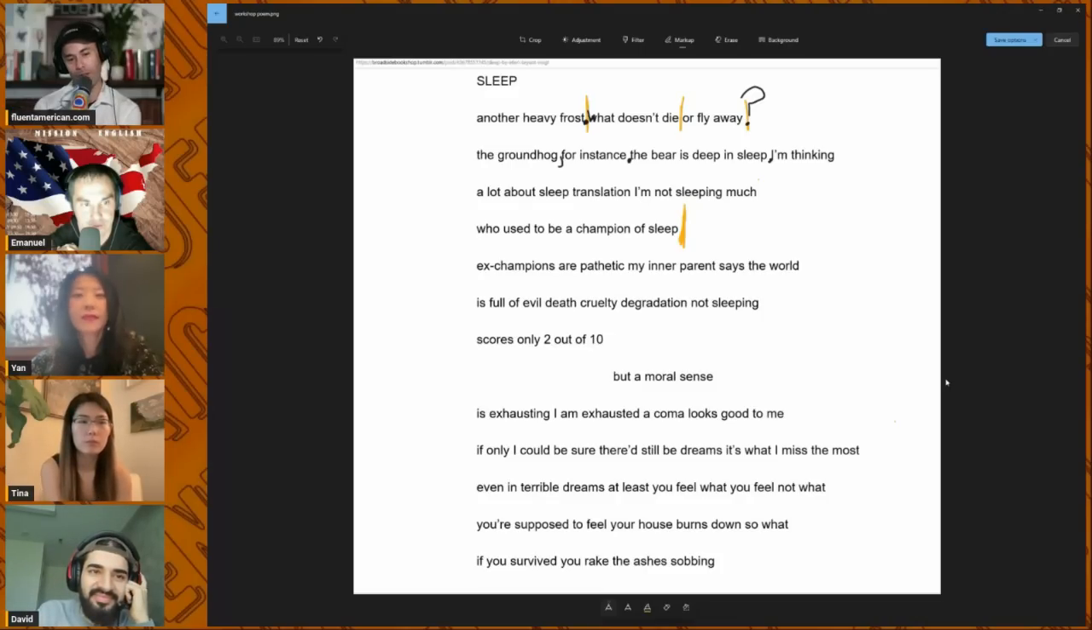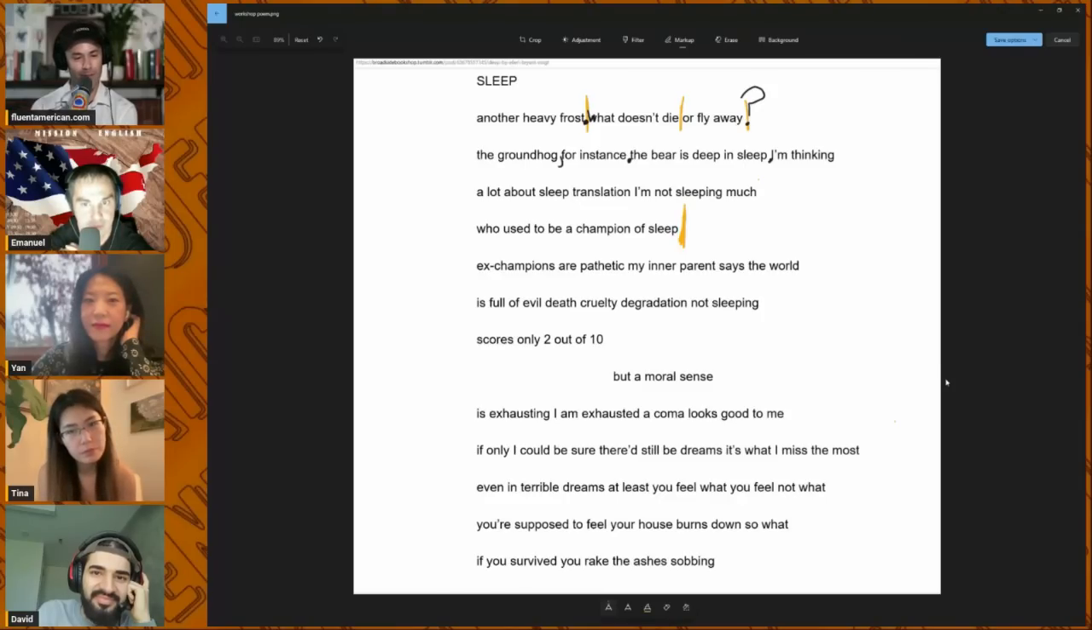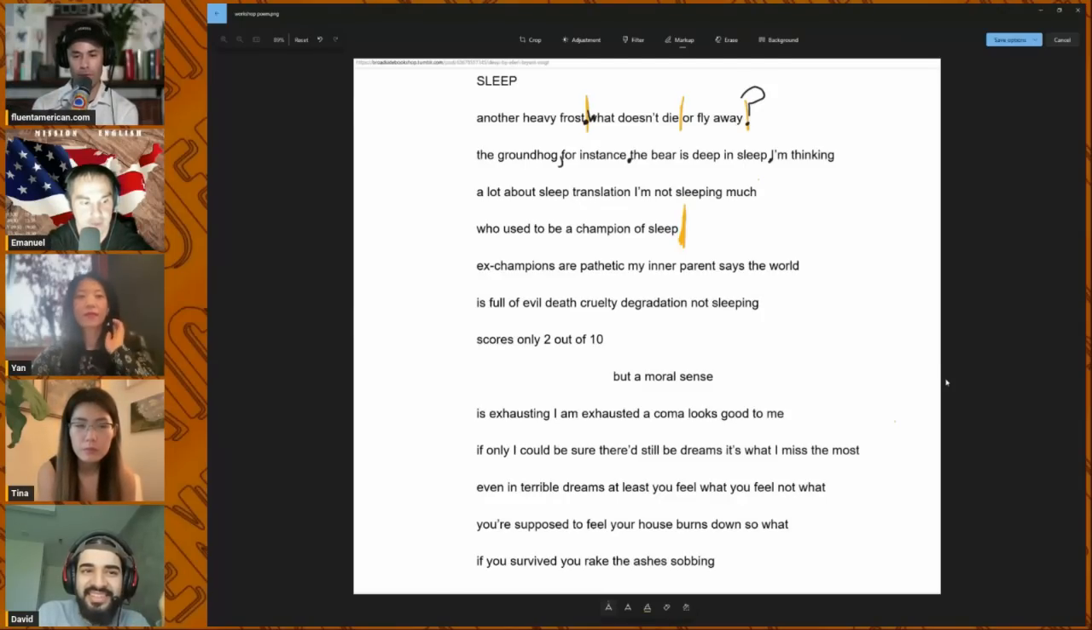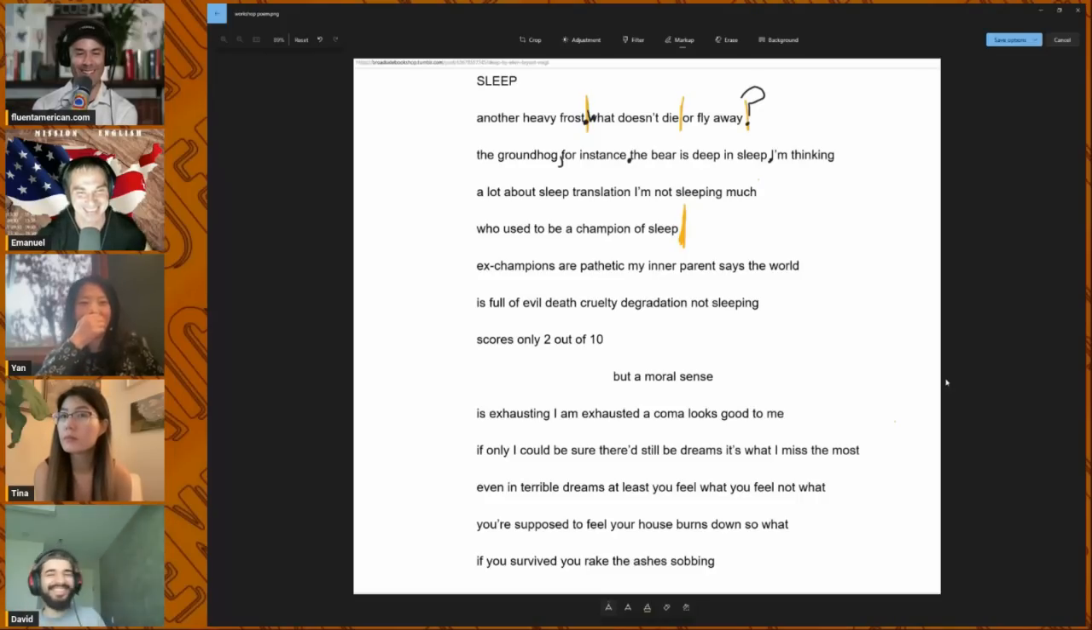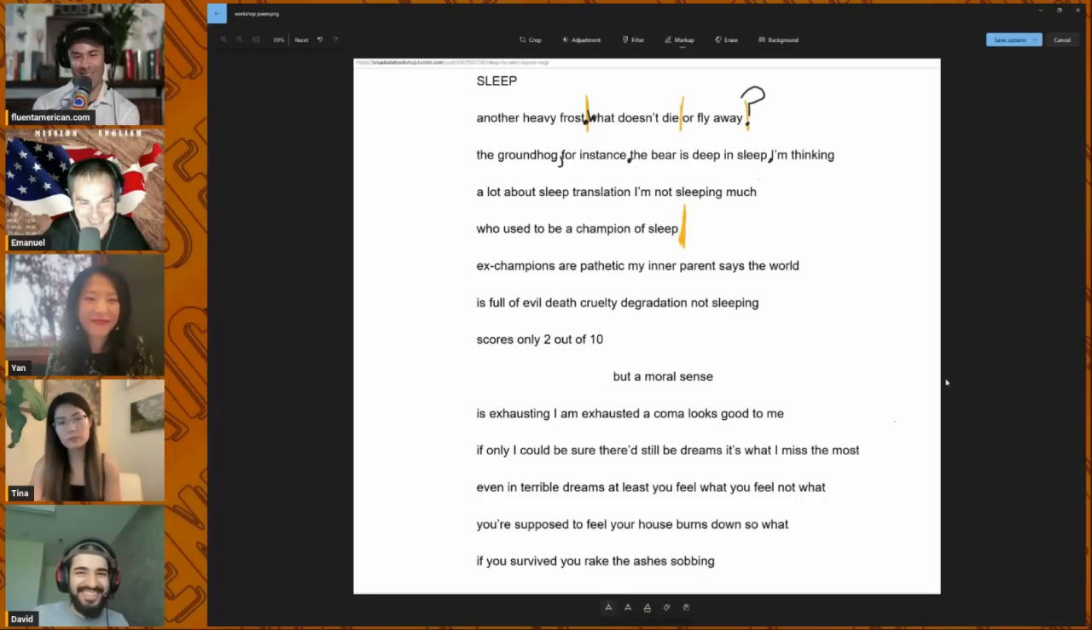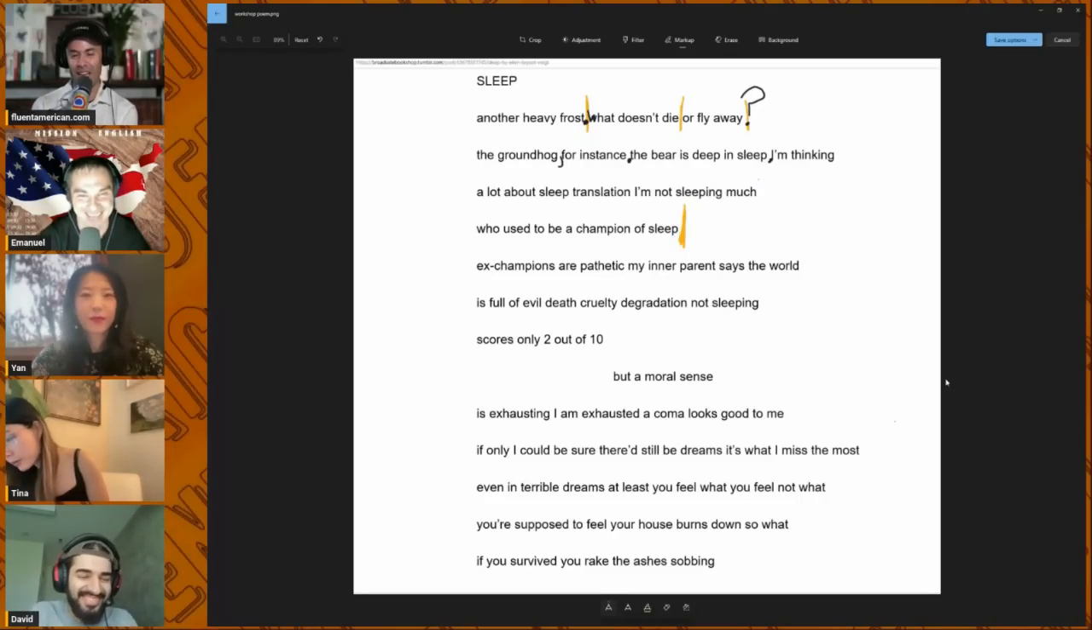Well, there's the groundhog. There are bears. They're asleep. It's kind of like they're dead, you know, when you're asleep. Sort of. In the immortal words of Nas, sleep is the cousin of death. So that's kind of the question.